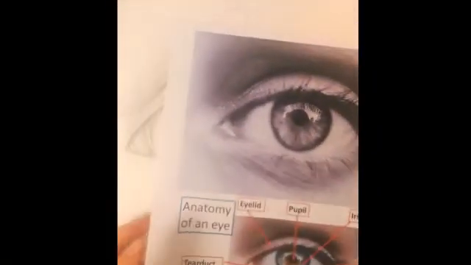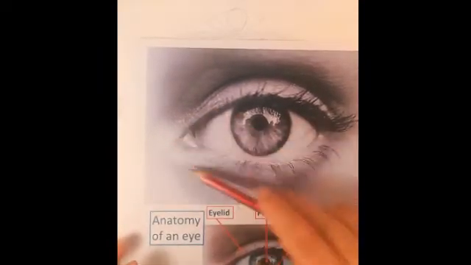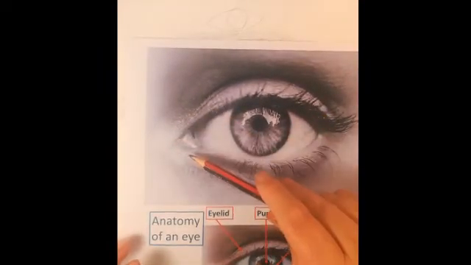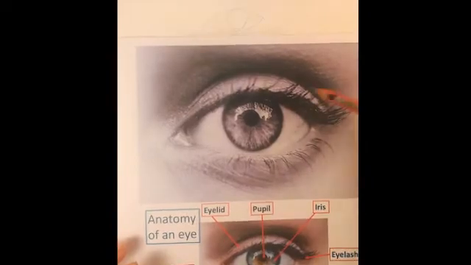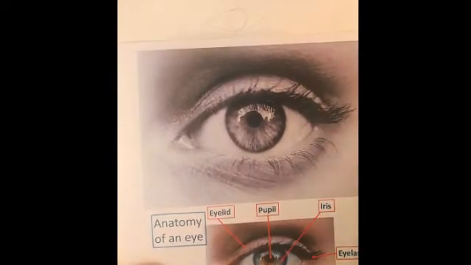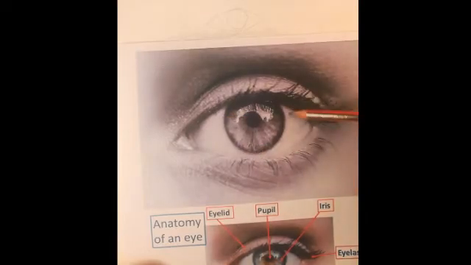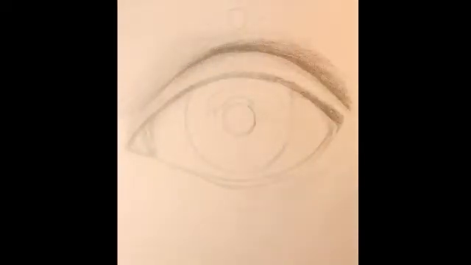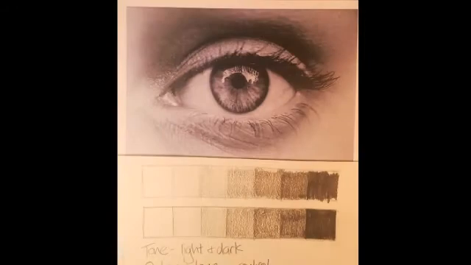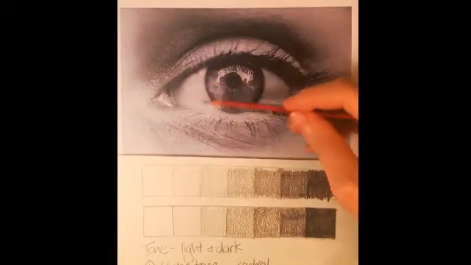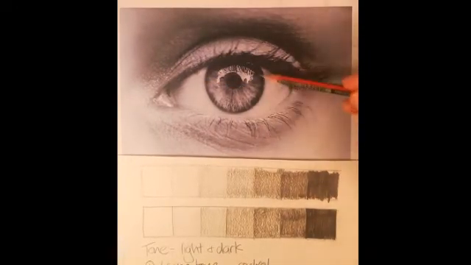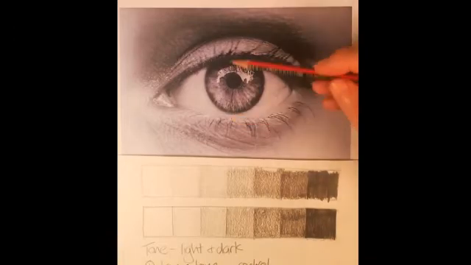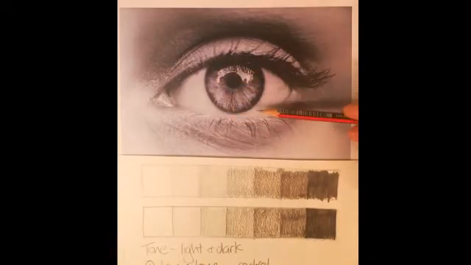So now I've shaded in this part of the eye and the white of the eye. The next thing I'll move on to is the iris, which has most of the detail in the eye. It's made up of lots and lots of different tones.